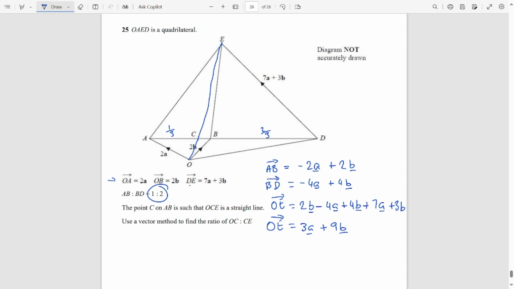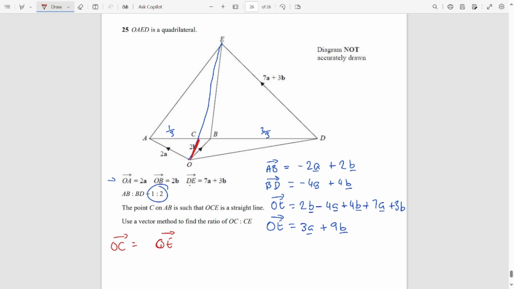And then to solve these problems, what you usually want to do is to get a vector and work out in two different ways. So I can see OC and CE. This is the ratio I want. So I'm going to go for OC, and I'm going to travel along two different paths. So first of all, going from O to C, I can go directly down here, this bit. So I'm going to say that OC is equal to some fraction of OE, because I'm going down that blue line. That blue line is OE.